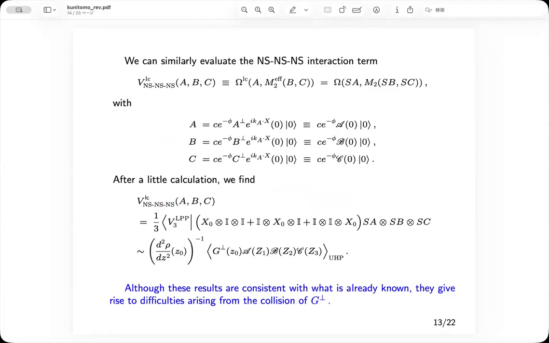And we can similarly evaluate the Neveu-Schwarz three-point interaction term using a similar method. This time we need one picture changing operator, so the calculation is a little complicated, but after a little calculation we obtain a similar type of interaction, a genuine three-point interaction with supercurrent insertion at the interaction point. Although these results are consistent with what is already known, they give rise to difficulties arising from the collision of this supercurrent at the interaction point.